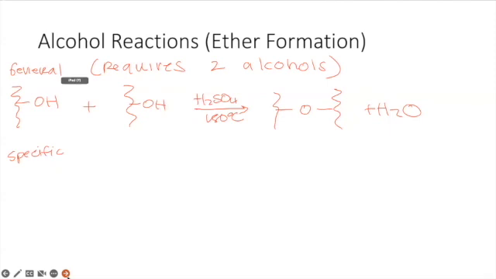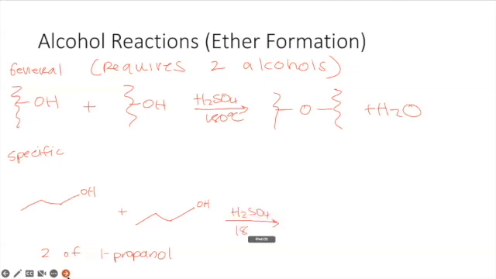is let's say we had 2 molecules of ethyl alcohol. That's the common name, but it would be 2 of propanol, 1 propanol. We're under the right conditions. We're going to end up producing water and then our ether.